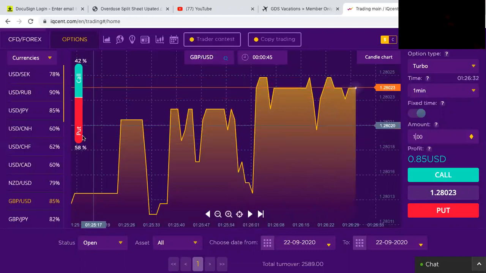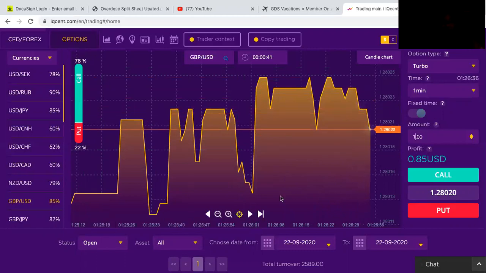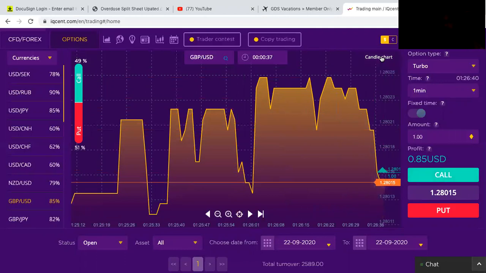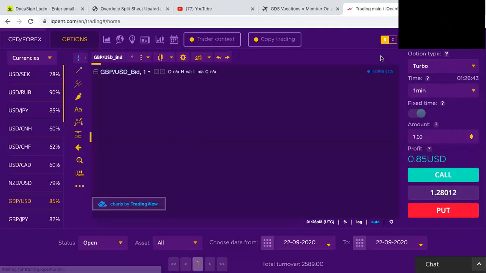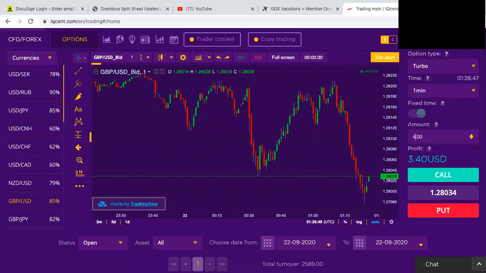So we're looking for 78% here on the trading tool. At 78%, we're going to take a call. The next trade we take is going to be on the candle chart, and I'm going from $1 to $4. As I said, I trade a sequence of 1, 4, 8. That just keeps me low, so if I need to double up, I'm not at risk of losing $1,600.